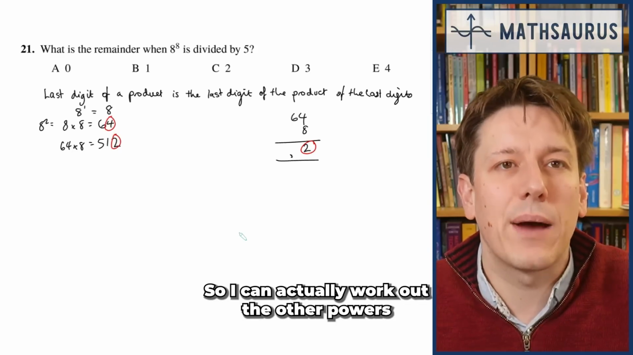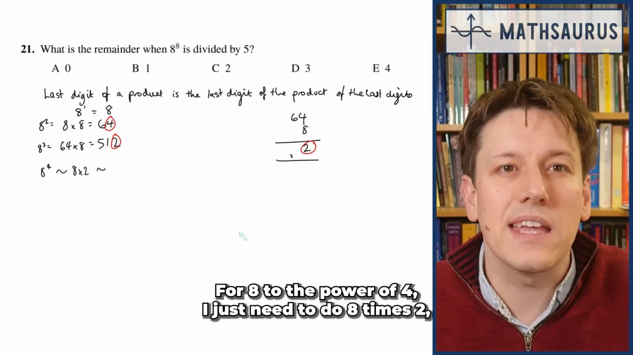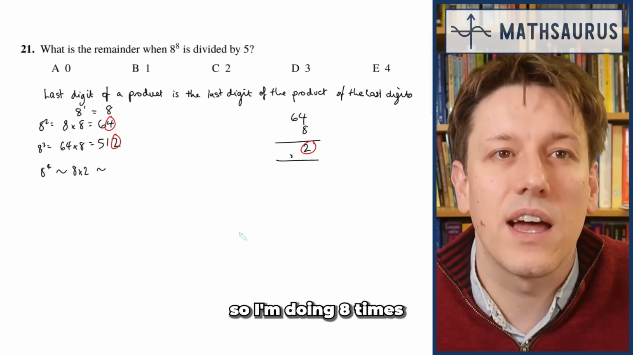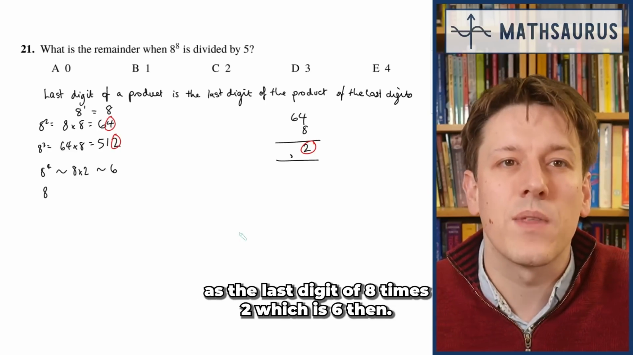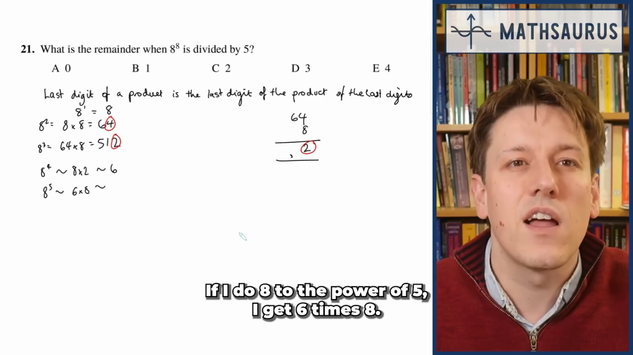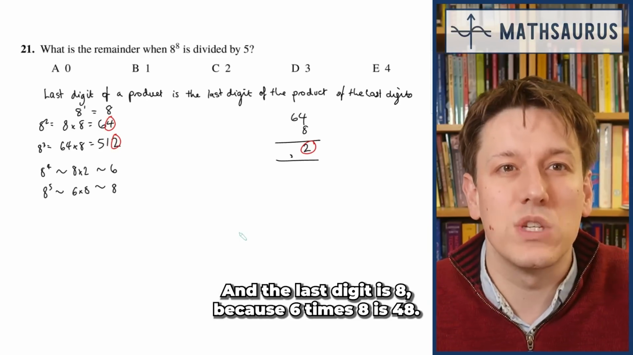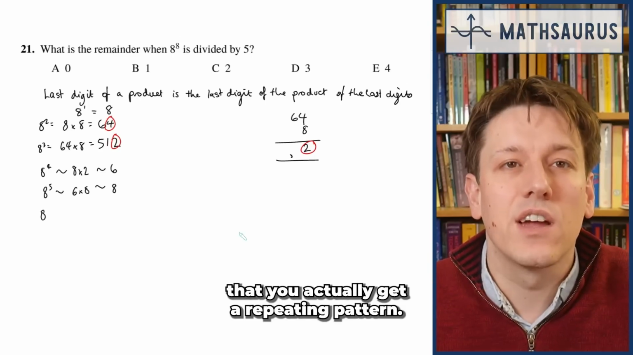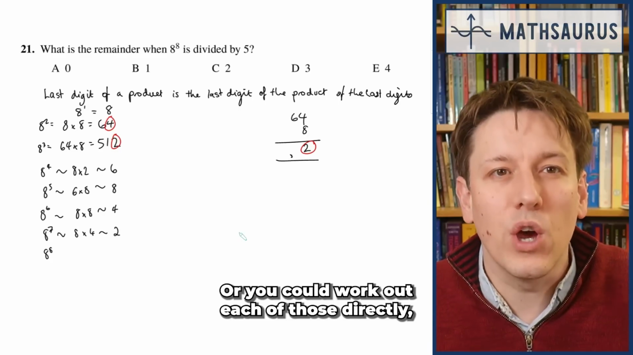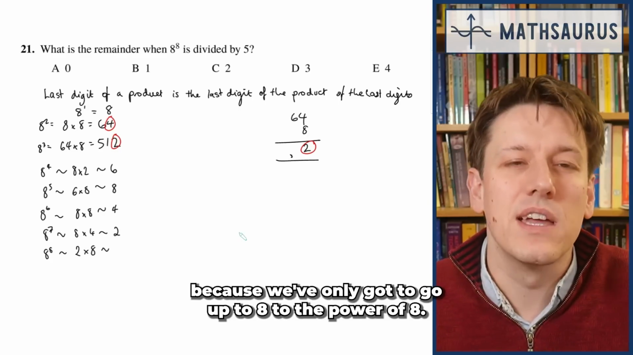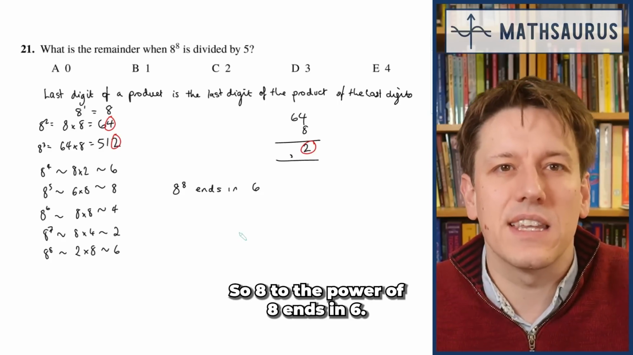So I can actually work out the other powers of 8, their last digits, quite quickly here. For 8 to the power of 4, I just need to do 8 times 2, so I'm doing 8 times 8 cubed, and saying the last digit is just going to be the same as the last digit of 8 times 2, which is a 6 then. If I do 8 to the power of 5, I get 6 times 8, and the last digit is 8, because 6 times 8 is 48. You could at this point spot that you actually get a repeating pattern, 8, 4, 2, 6, 8, 4, 2, 6, or you could work out each of those directly, because we've only got to go up to 8 to the power of 8. It doesn't take too long either way. So 8 to the power of 8 ends in a 6.